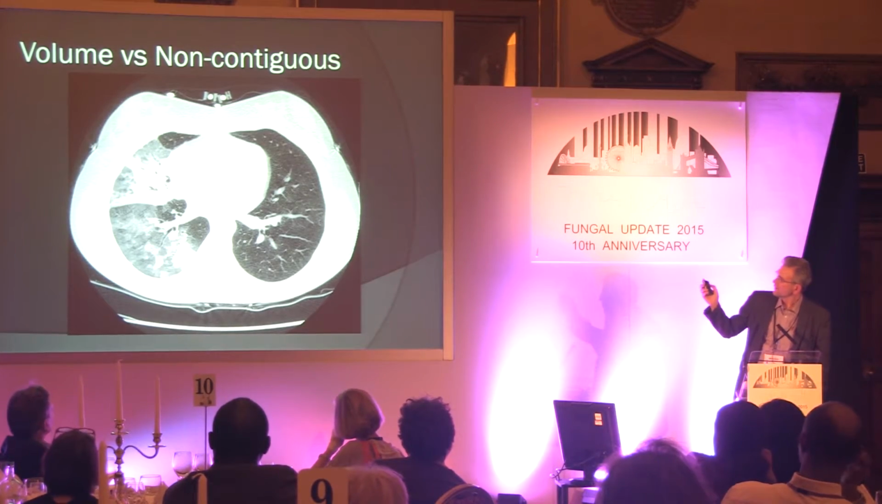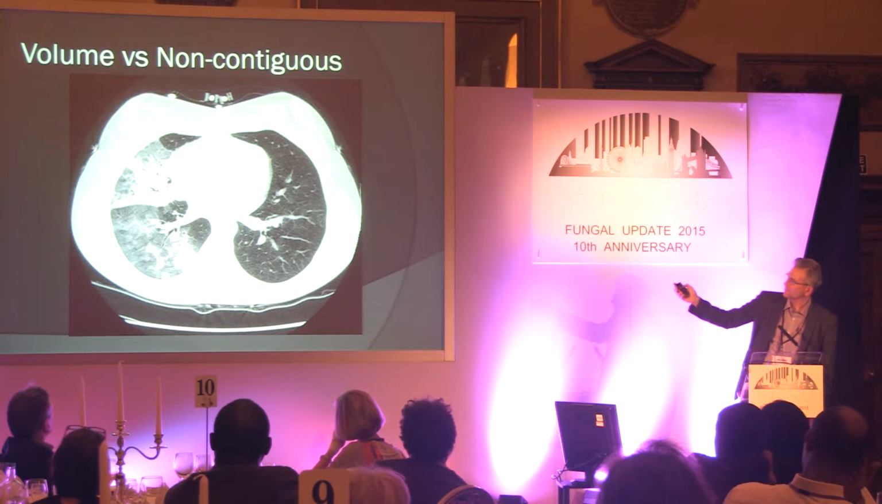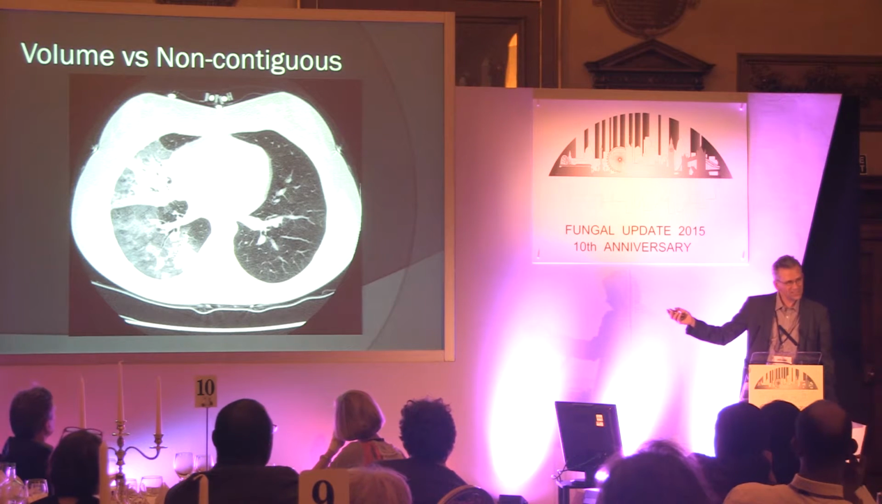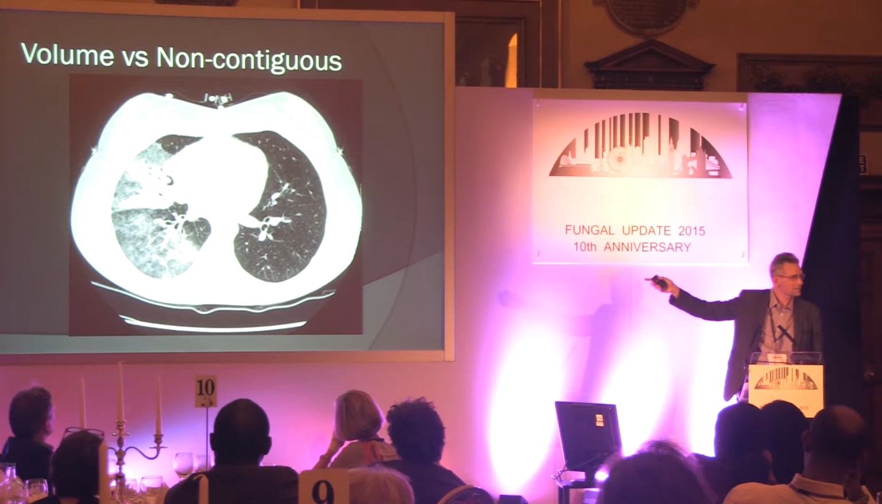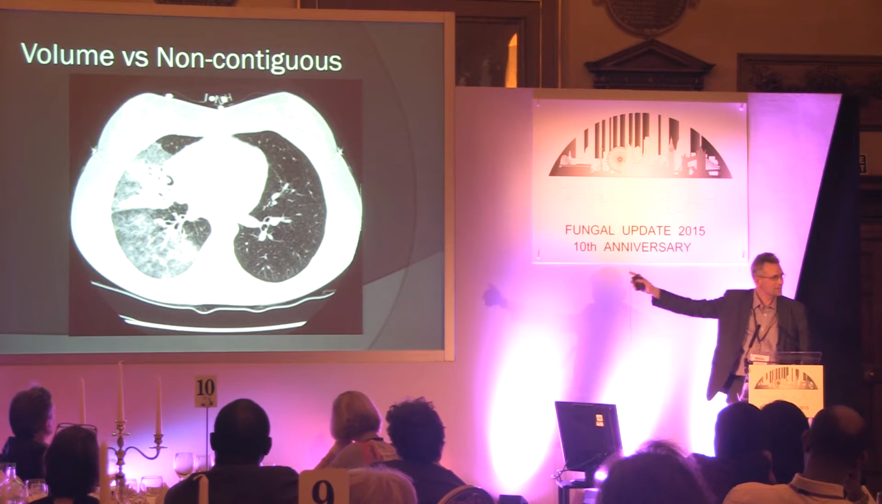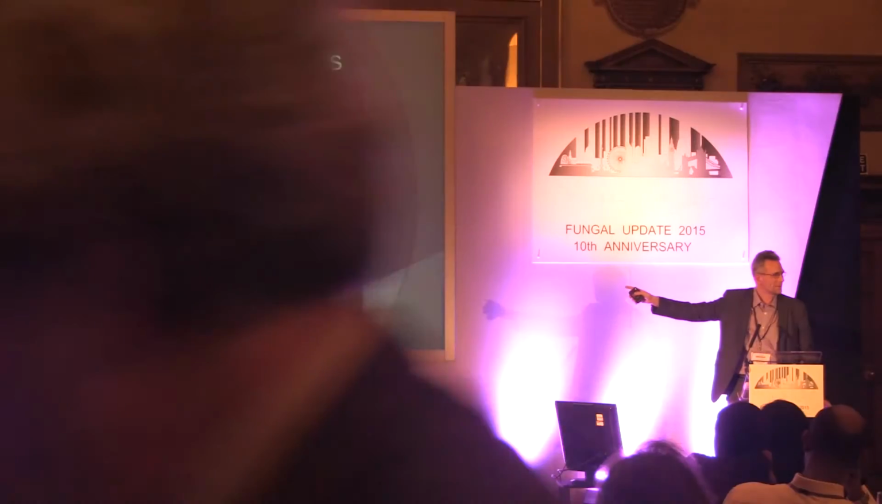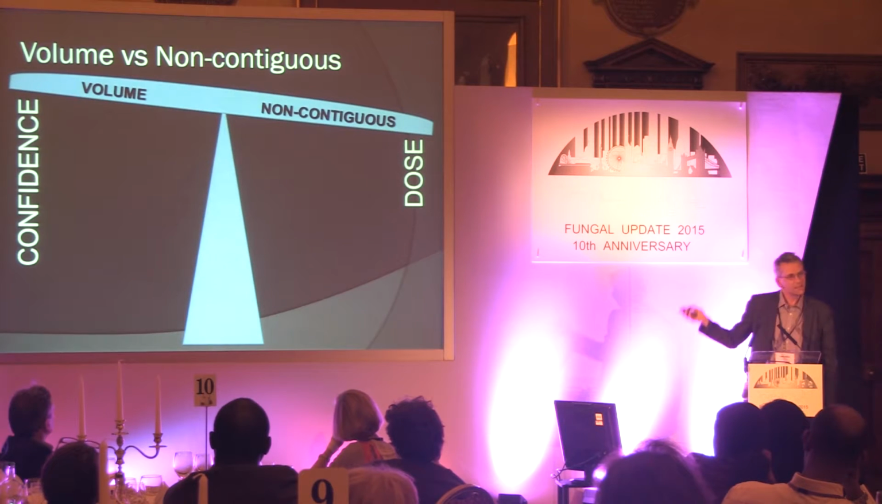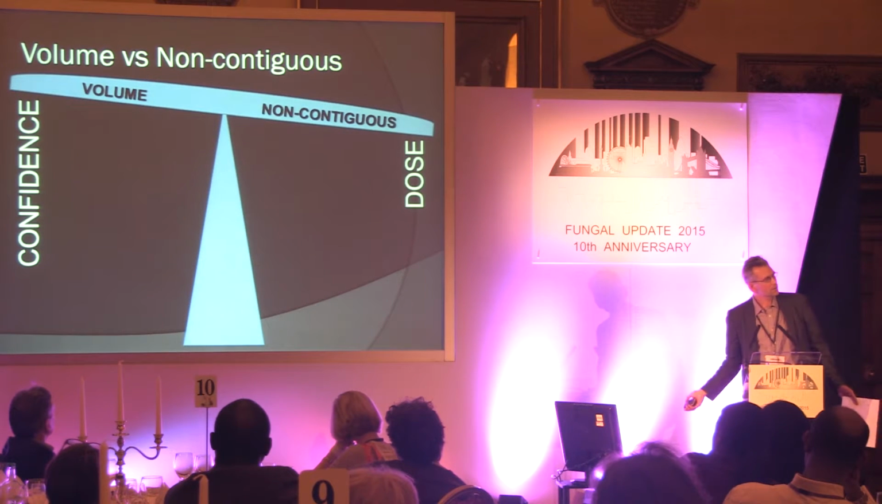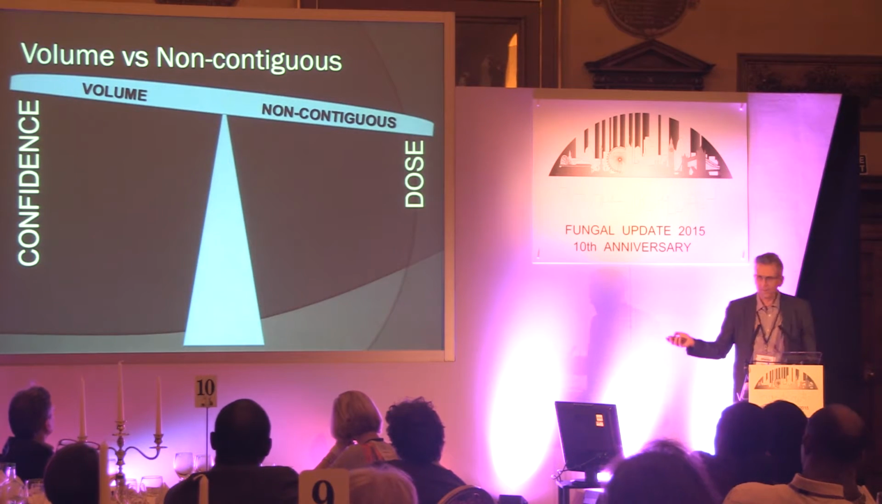Okay, another volume versus non-contiguous example. Here you've got some consolidation, cavitation, difficult to say. On the thin section, you can see very nicely an air crescent. We'll come on to that in a minute, actually, because this just isn't what I consider an air crescent, to be honest. But the thin section gives much more confidence. There's an increased dose, so the balance goes the other way. Can we justify the dose on these patients?